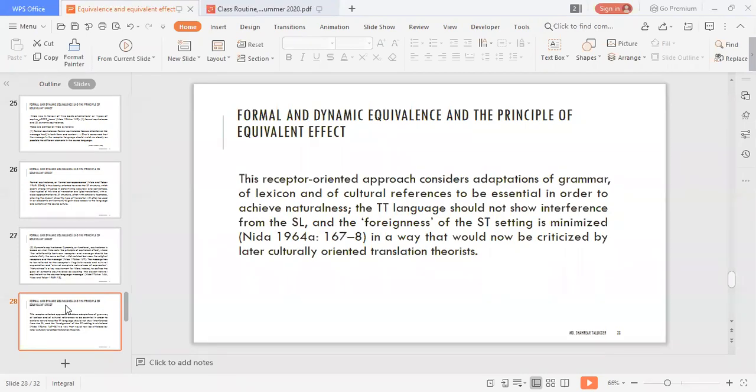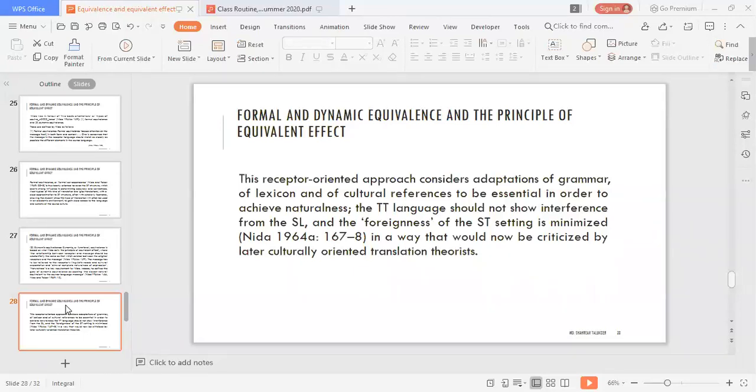Now, this is the interesting thing. He says, how can we actually achieve it? The receptor-oriented approach considers adaptations of grammar, of lexicon, and of cultural references to be essential in order to achieve naturalness.